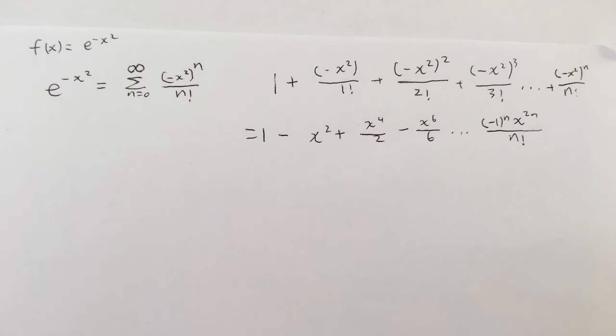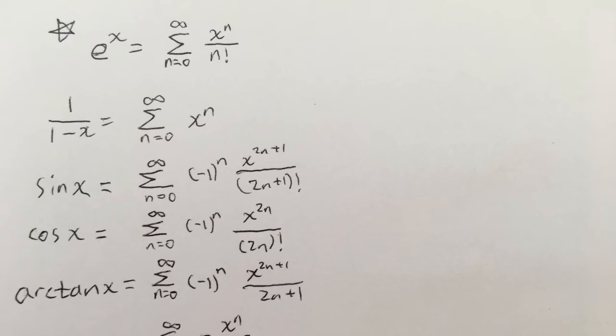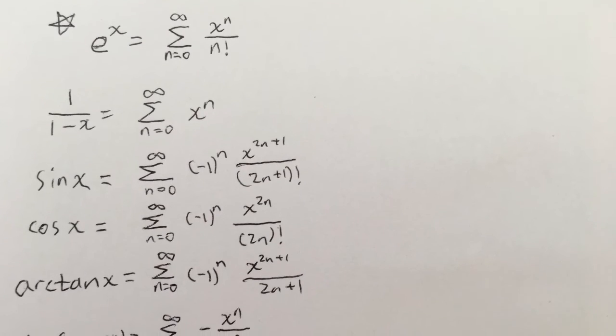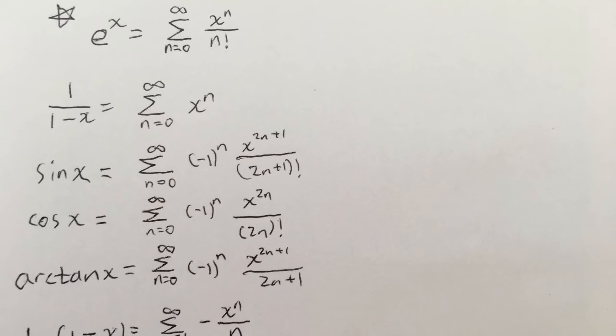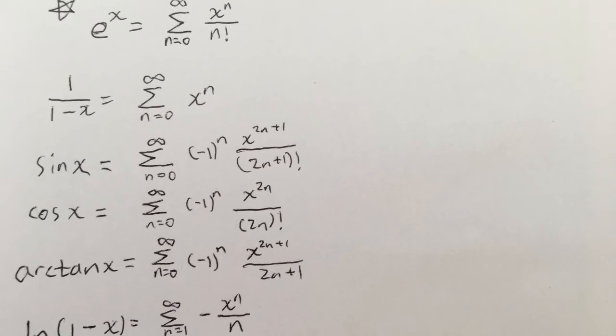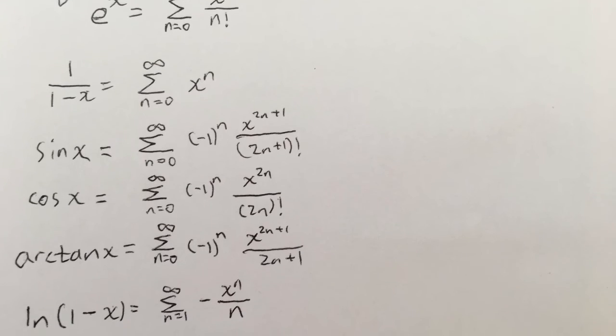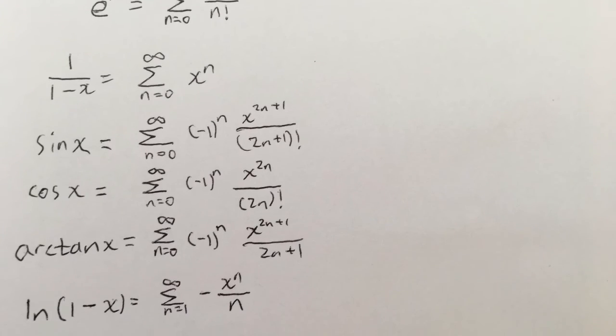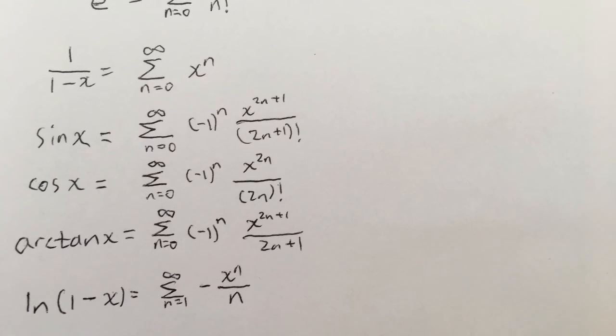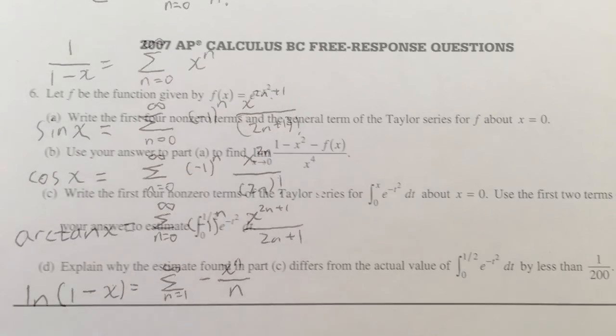Then if you simplify that, we will get 1 minus x squared plus x to the 4th over 2 minus x to the 6th over 6, and a simplified general term of negative 1 to the nth power times x to the 2n over n factorial. One thing you have to make sure of is where n starts inside the sigma notation. Over here, n equals 0, so we start with n equals 0. But for example, if you have a function ln of 1 minus x, the sigma actually starts at n equals 1, so 1 is the first value that you have to plug in.